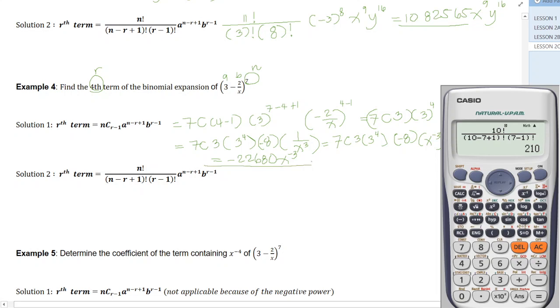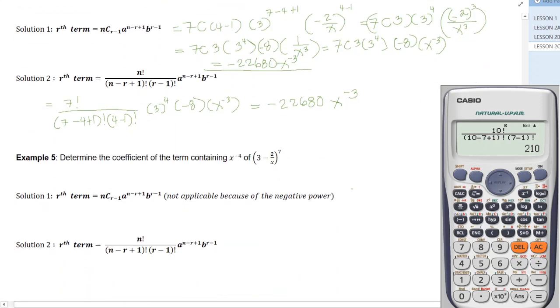Okay, so using your solution 2, that is also equal to 7 factorial divided by your n, which is 7 minus 4 plus 1 factorial multiplied by r, which is 4 minus 1 factorial, and your a there again is just simply 3 raised to 4, and that is negative 8 times x raised to negative 3. It's the same. So our answer is still negative 22680 x raised to negative 3.